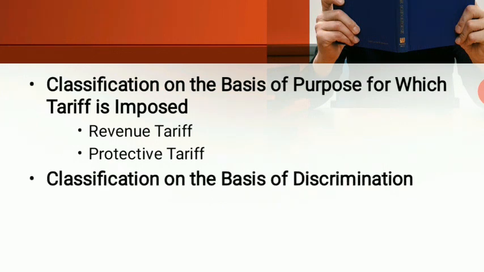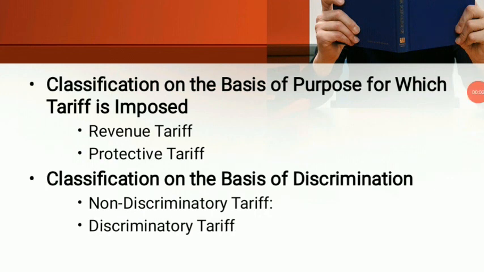Next is classification on the basis of discrimination. Under this, first is non-discriminatory tariff. If the uniform tariff rates are applicable to all the commodities irrespective of the country of origin, these are known as the non-discriminatory tariff. Next is discriminatory tariff. In case of discriminatory tariff, varying tariff rates exist for different commodities. The products originating from a favored country are subject to a lower tariff rate than those of other countries. So this is called discriminatory tariff.